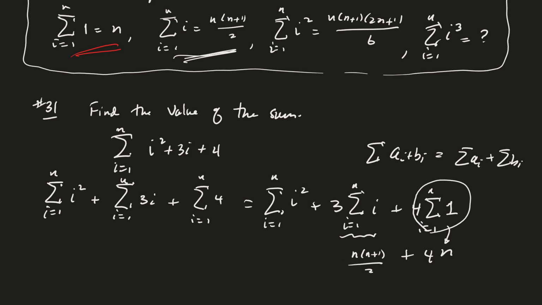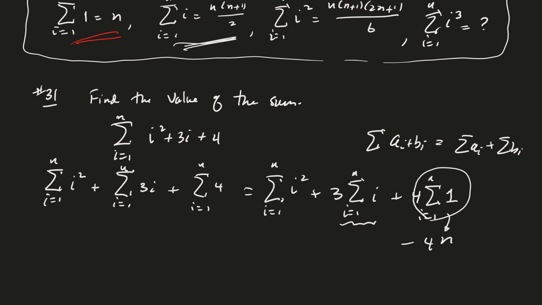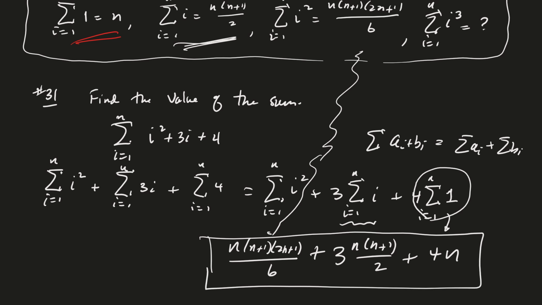Well, I could say it's 3 times this, right? Oh, let me write this bigger so you can see. Okay, this is 3 times n plus 1 divided by 2 plus 4n. Good. Plus, and then i squared. We can put this formula in here. And so that's going to be n times n plus 1 times 2n plus 1 divided by 6. Okay, and so this is our final answer.